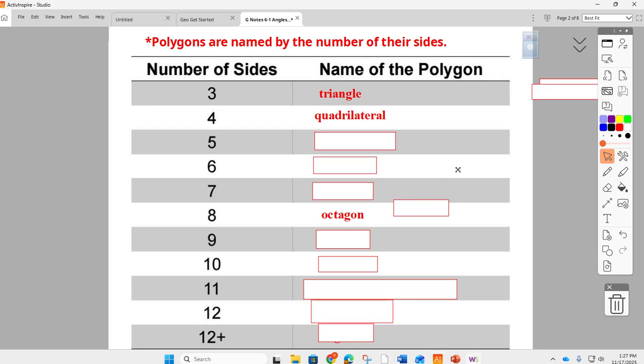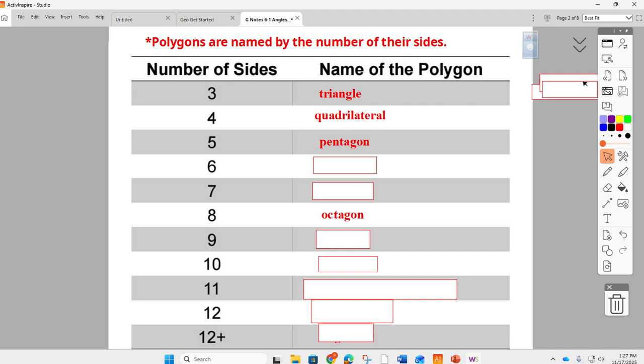Anybody else know any of these sides? So how many sides does a pentagon have? And let's not blurt out. Raise your hand if you know another one. Hexagon. How many sides does a hexagon have? Yes, it does. Very good.